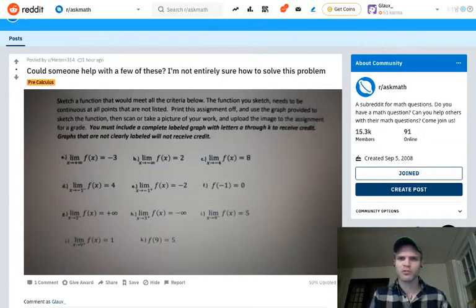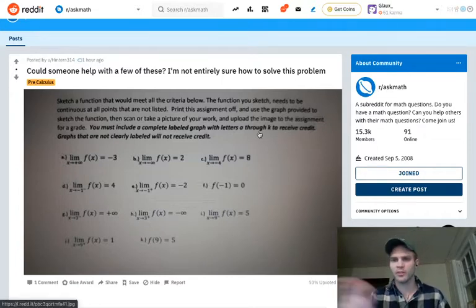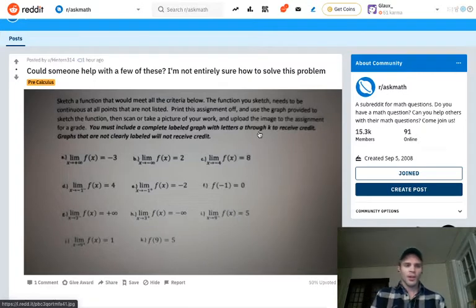I think this one came from Ask Math. So this question gives us a bunch of limits as x approaches infinity, x approaches some value, and it tells you what the limit is. And then the idea is that you should sketch a function that meets that criteria. Okay, I misread that. It should meet all of the criteria below.